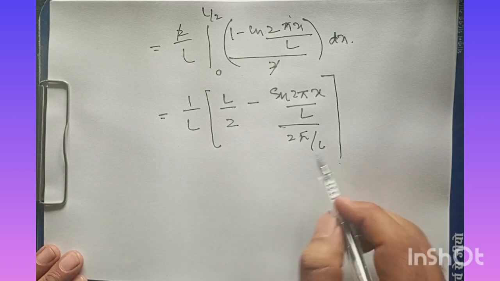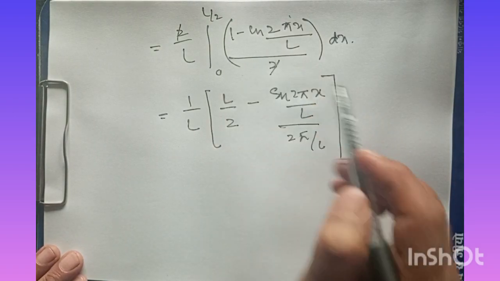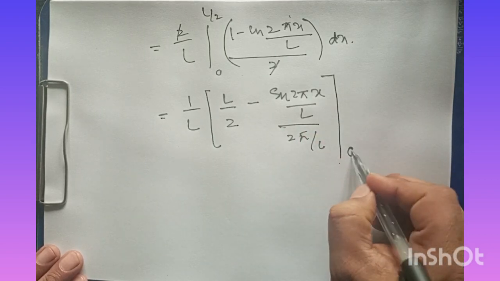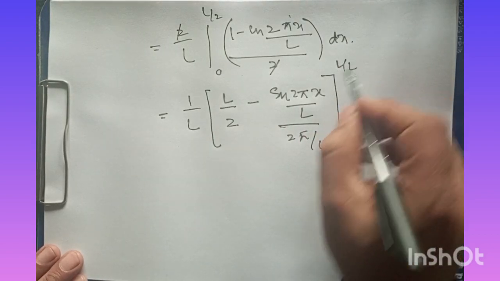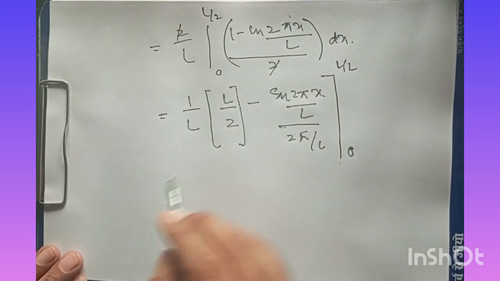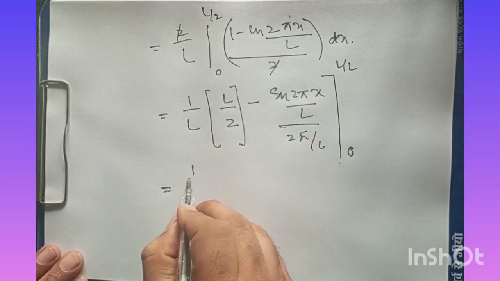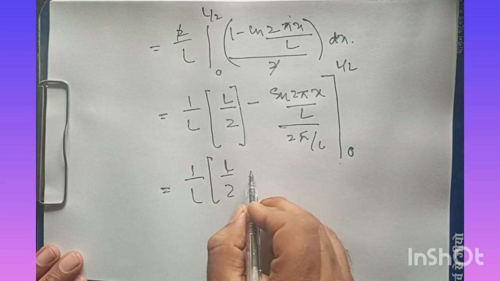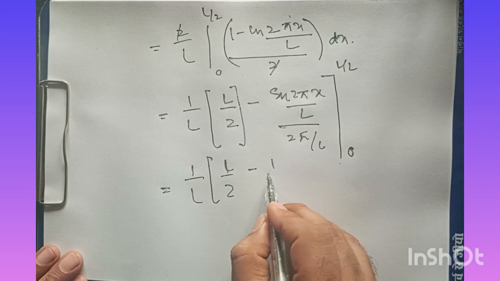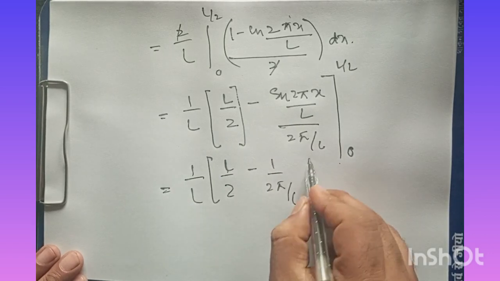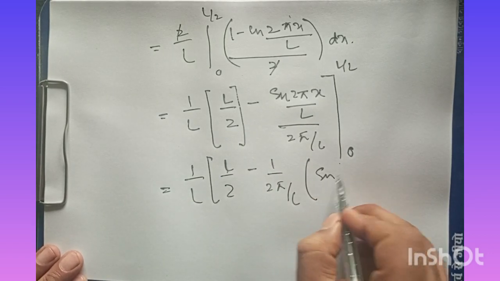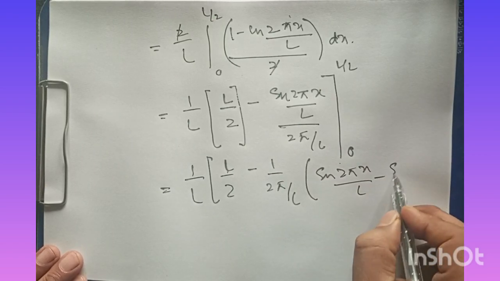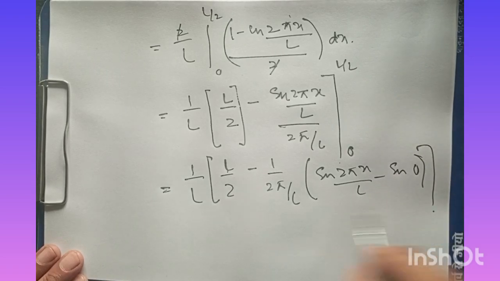I had directly used the value of this kind of thing in some previous problem. Here you have the limit, you have to move from 0 to L by 2. Here we have applied the limit. So this is 1 by L times L by 2. Here we have 1 by 2 pi by L out. So what we have is sine 2 pi x by L minus sine 0. That should be the case.